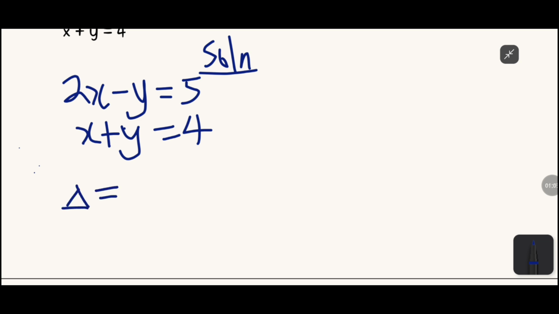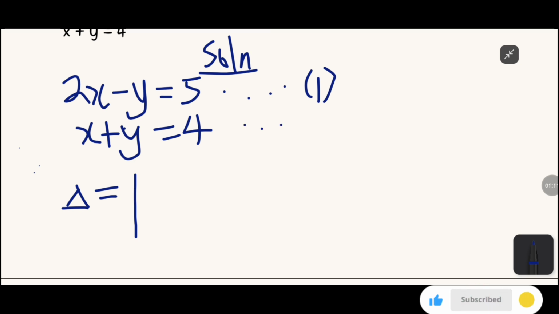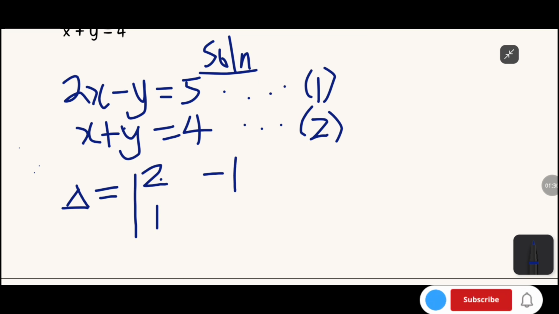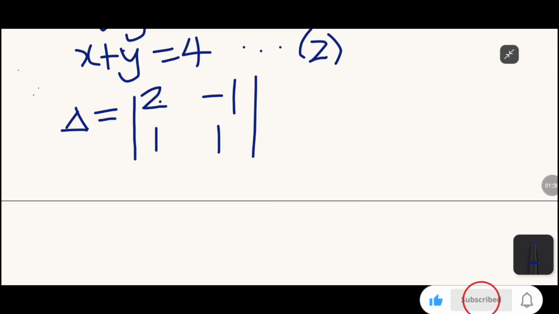So delta is equal to, now let's pick the coefficient of x in the first equation. We call this equation 1 and we call this equation 2. We pick the coefficient of x in equation 1, which is 2, and the coefficient of x in equation 2, which is 1. The coefficient of y in equation 1 is minus 1, and the coefficient of y in equation 2 is 1. So delta is the determinant of the coefficients of the variables x and y.